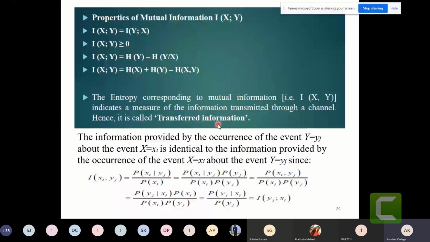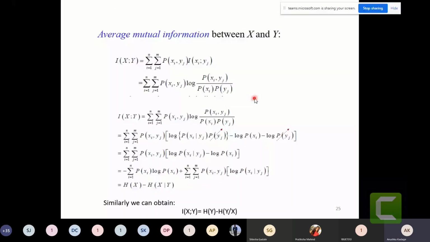So the same thing again here, in the form of H of X and H of X by Y, we have derived. So I of X;Y is said to be mutual information. For mutual information, two different events exist, so corresponding to the two different events, two different summation signs will be carried out. For the two different events, two separate subscripts i and j are there, so they will vary from 1 to n and 1 to m correspondingly.